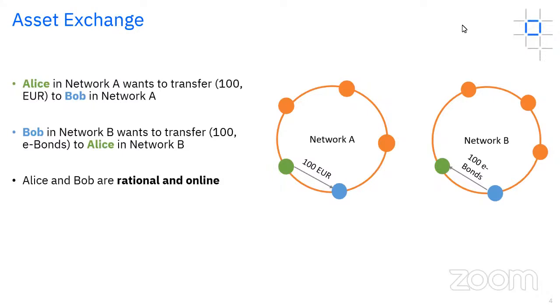What is very important to keep in mind here is that the assumption in HTLC, or this asset exchange, is that Alice and Bob are rational and online. It will become apparent why we have this assumption, why they should be rational and online, especially if we are using HTLC for the asset exchange.